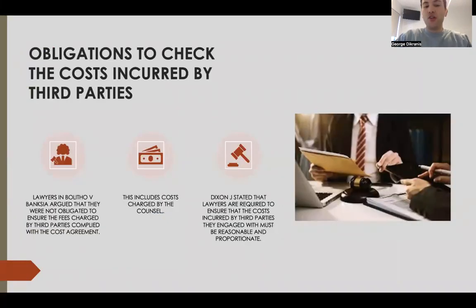The first lesson is that we should scrutinise the costs of people who we engage. The lawyers in BOLITHO tried to run an argument that the overarching obligations didn't require them as solicitors to monitor whether the costs charged by third parties, such as counsel, complied with the costs agreement. However, the court made clear that solicitors must scrutinise disbursements to be charged to their client. So that's the first lesson. Anytime we have an engaged counsel, an expert, or paid for a third party to conduct company searches, it is our responsibility to make sure that the costs incurred by those parties are reasonable.